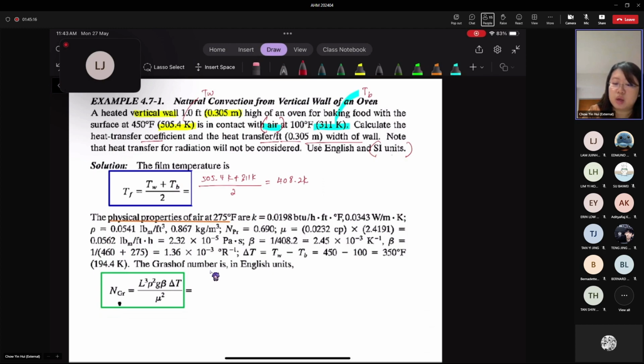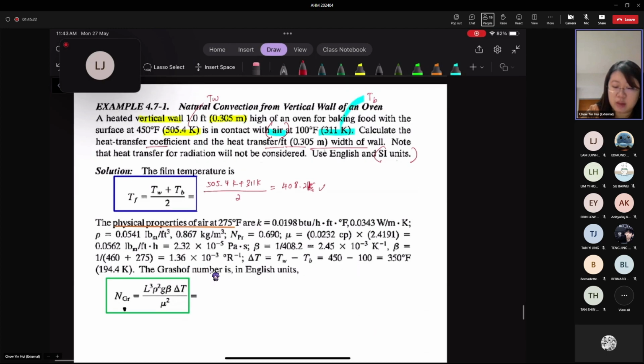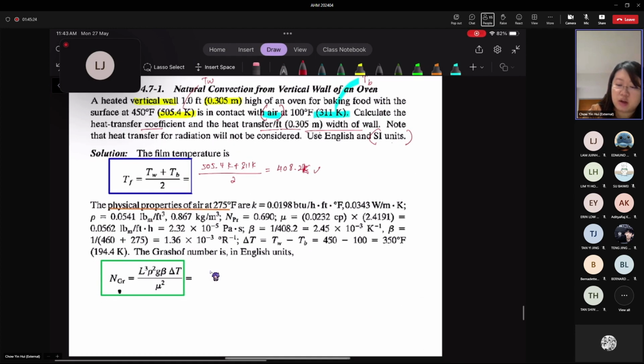Once I have calculated the film temperature, you can proceed to find the physical properties of the air. For the physical properties of air, you refer to the data in SI units. Let me see if I can show you here.